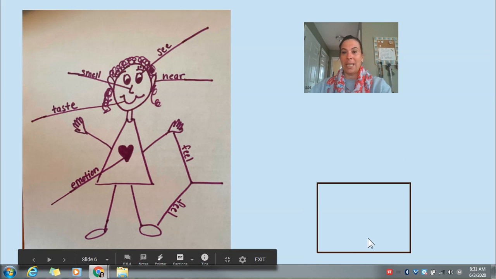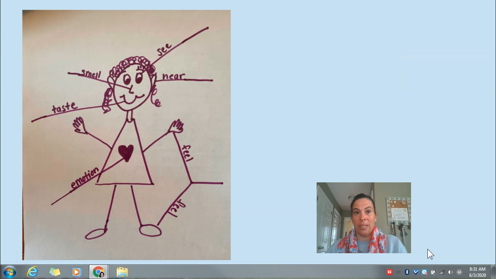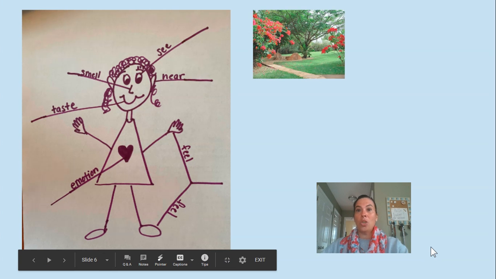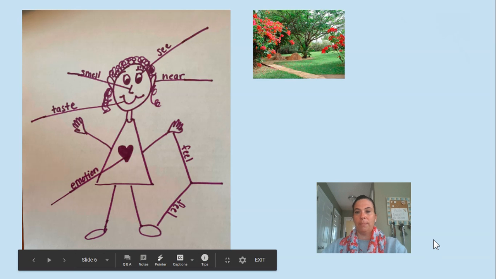All right, readers and writers, today you are going to draw a sensory person. Then you need to choose a topic that you are going to write about or fill in your sensory person about. Here are some suggestions. You can take a walk around your backyard. Write down all the things you see, hear, smell, taste, and how being in your backyard makes you feel.